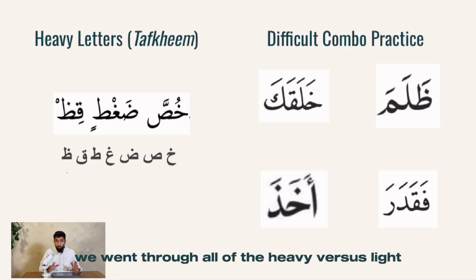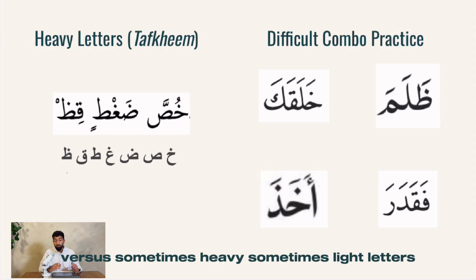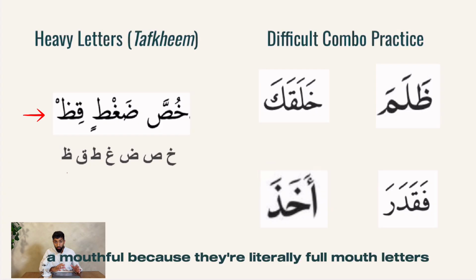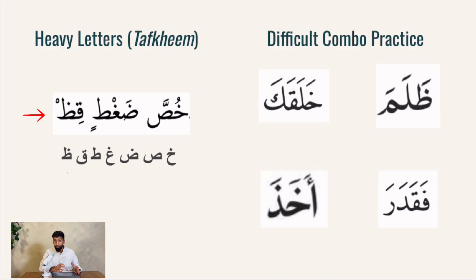In the last lesson, we went through all of the heavy versus light versus sometimes heavy, sometimes light letters. This is just a mnemonic. It goes khussa, baghdin, qilv. Kind of a mouthful because they're literally full mouth letters, so it's hard to say. But khussa, baghdin, qilv. You just have to say it a bunch of times. Khussa, baghdin, qilv. Doesn't really mean anything.